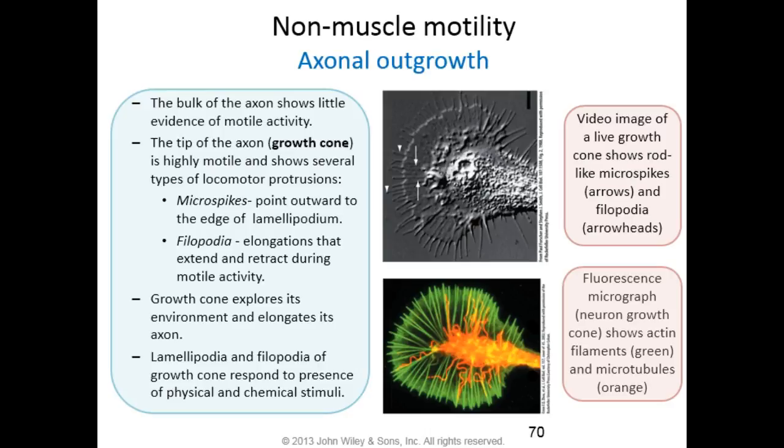So the growth cone explores environment and elongates its axon, and the lamellipodium and filopodia of growth cone respond to the presence of physical and chemical stimuli. So basically, the function of highly motile growth cone is to explore environment and to elongate the axon along defined paths. In embryos, axons of developing neurons, for example, grow along defined paths following certain topographical features of substratum or responding to presence of certain chemicals that diffuse into their paths, like we talked about when we talked about ECM. The lamellipodium and the filopodia of growth cones respond to the presence of these physical and chemical stimuli, causing pathfinding axons to turn toward attractive environment and away from repulsive ones.